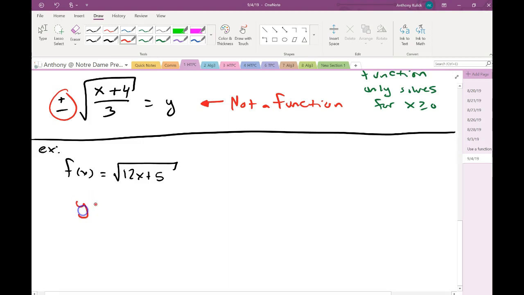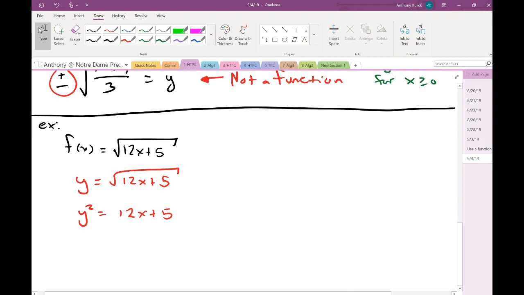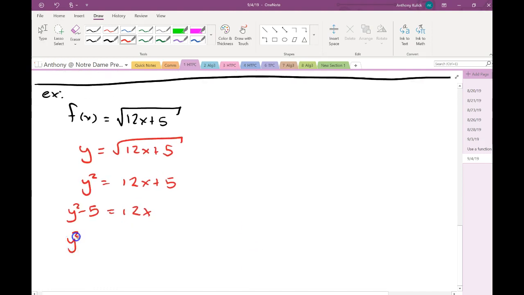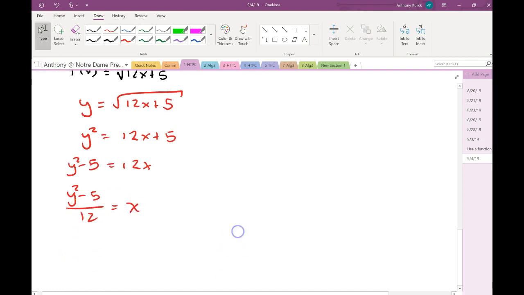So let's start by replacing the f of x with a y. And then we're going to solve for x. The first step we should do is square both sides. And then we'll do what? Subtract 5. And then divide by 12. And then we'll swap our x's and y's.